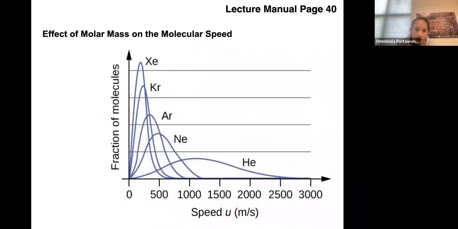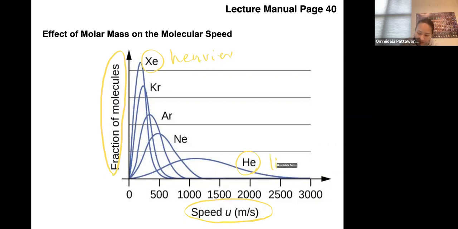Okay. The second effect we're going to look at is the molar mass of the molecule, and we're going to compare it with the molecular speed. Okay, so again, the x-axis is the speed and the y-axis is the number of molecules. The difference between each of these is that we have different types of gas. So this is xenon, this is helium. If you look at the periodic table, you will see that xenon is a lot below helium. So this is heavier.